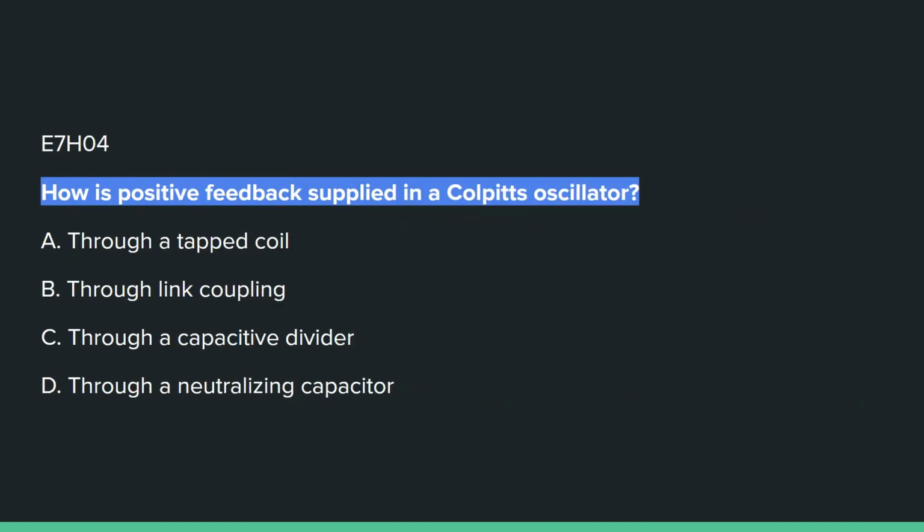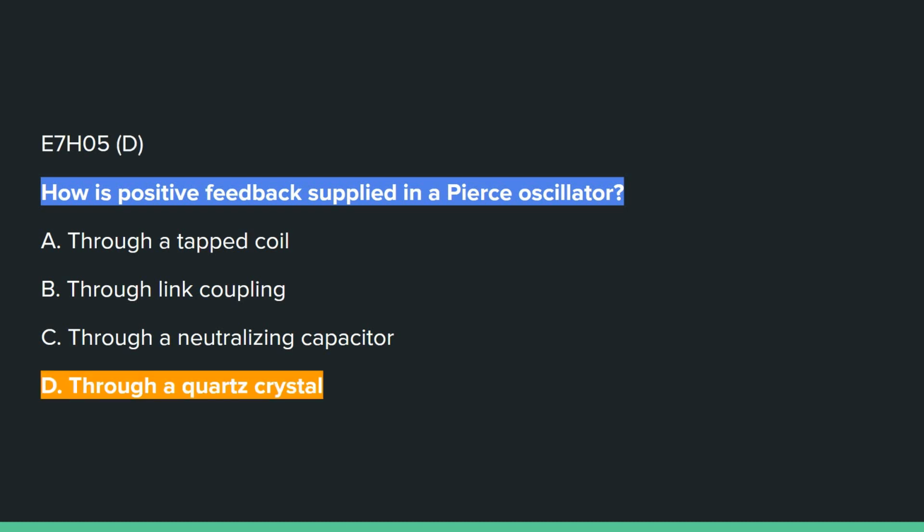E7H04, how is positive feedback supplied in a Colpitts oscillator? C, through a capacitive divider. E7H05, how is positive feedback supplied in a Pierce oscillator? D, through a quartz crystal.